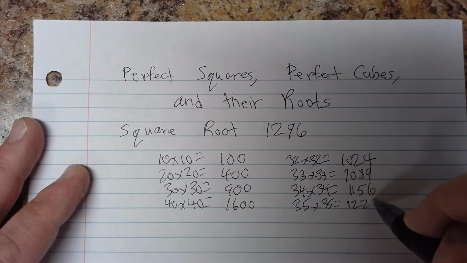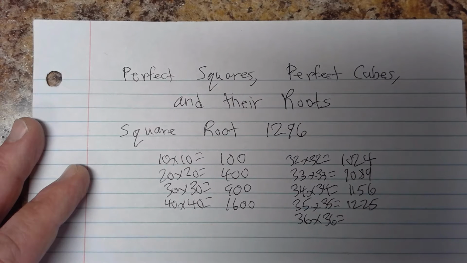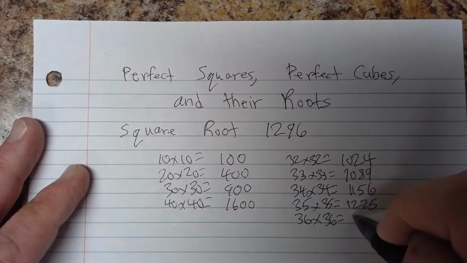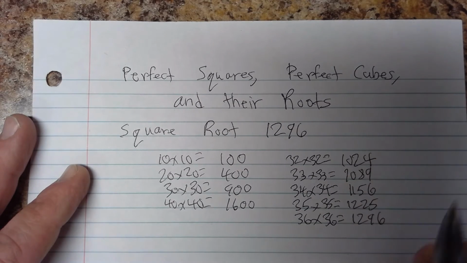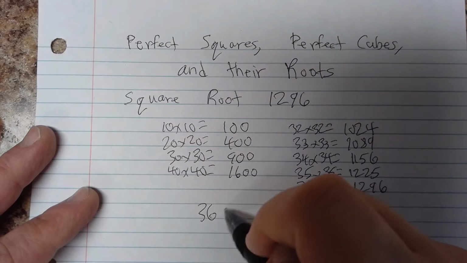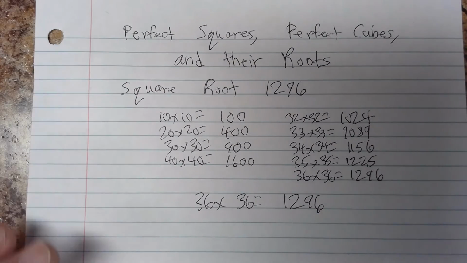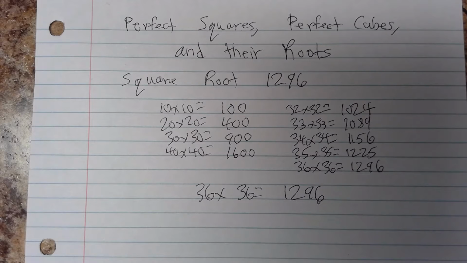It has to be the next one. It has to be 36. 1,296. So the square root is 36. 36 times 36 is 1,296. Now, of course, you all know, I think, that you can find a square root with a calculator, but I'm not going to remind you about that. We're going to keep on with our mental arithmetic.